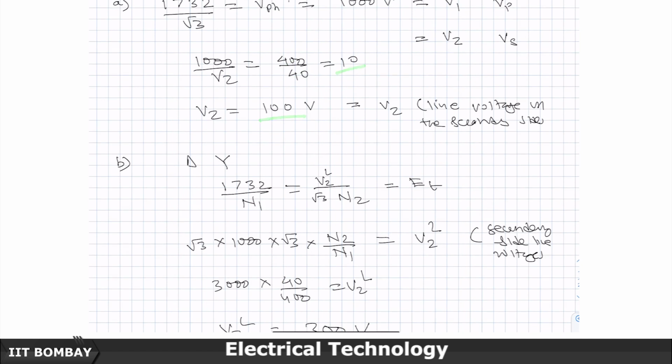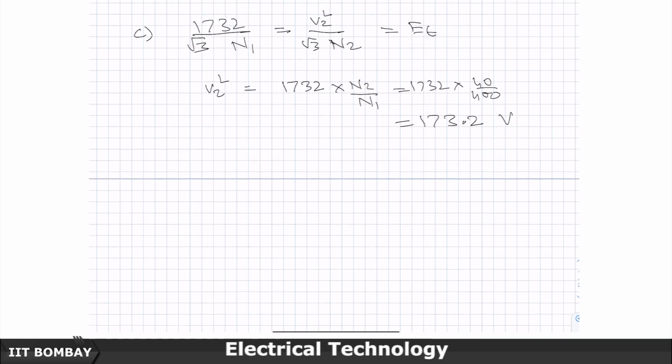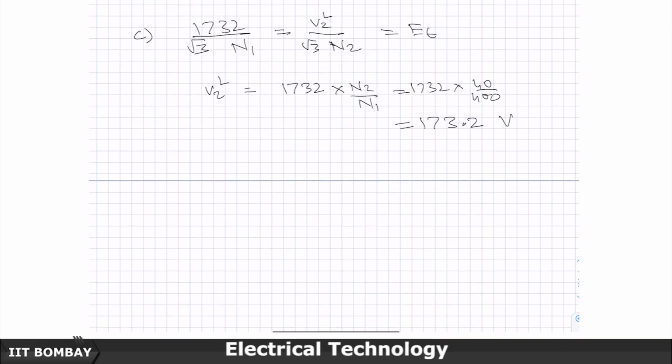So, 100, again it is correct. So, no problem. Then the last one is a delta connection. So, 1732, which is the line voltage, is also applied across the N1 turns, because the complete one comes around the transformer primary, and the V2L, because the secondary is also delta connected.